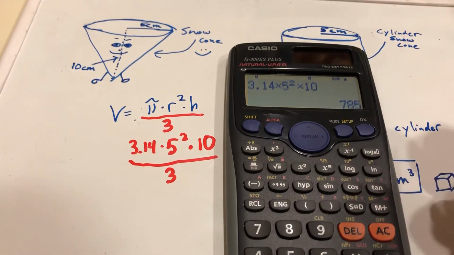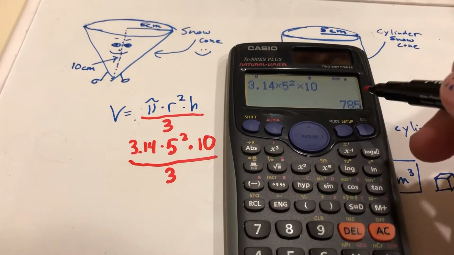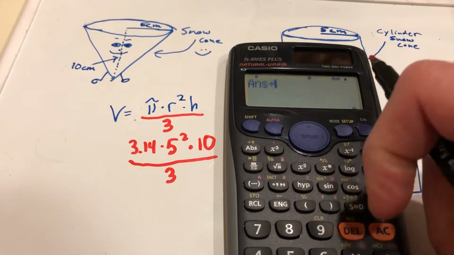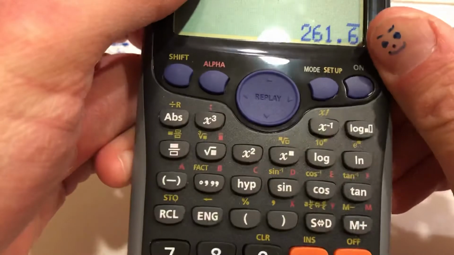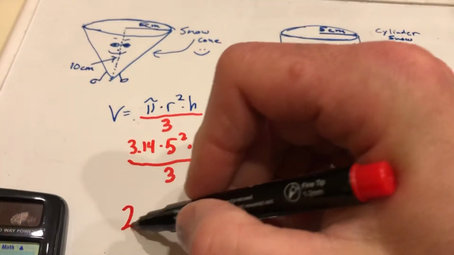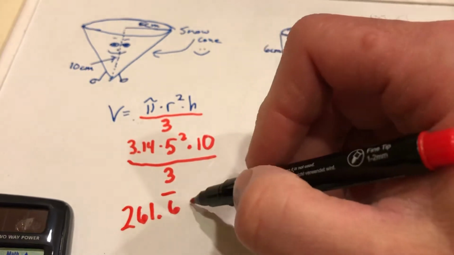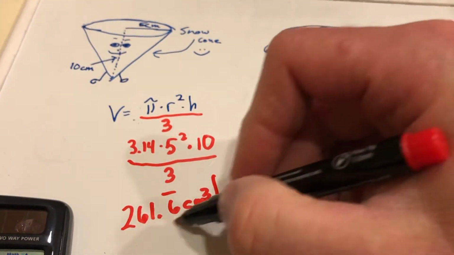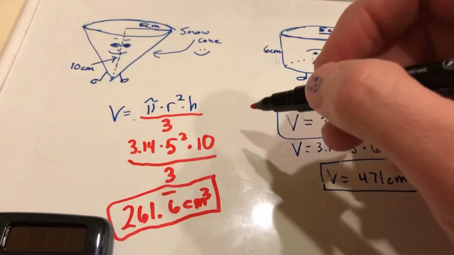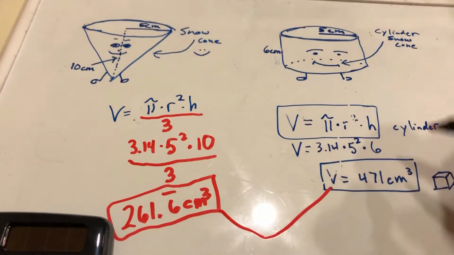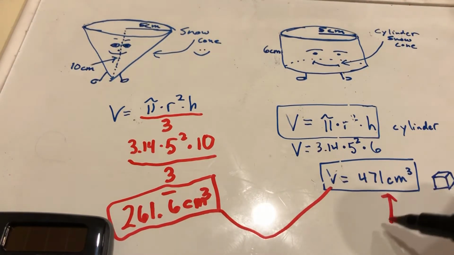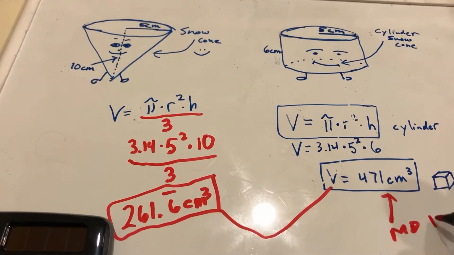equals 785, but that's if you were a cylinder. We've got to divide by 3 because he's a cone. 261.6 repeating. That's not very good. 261.6 repeating cubic centimeters of delicious snow cone. I think I'd get the blue raspberry. So obviously, I would buy this one because it's Mo Bigger, Mo Better.